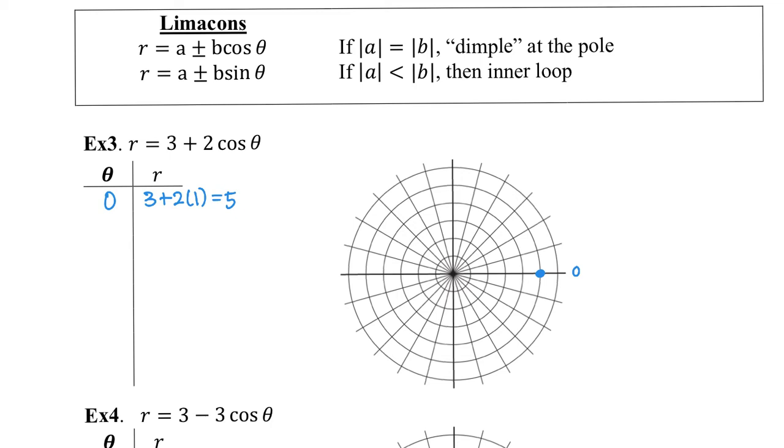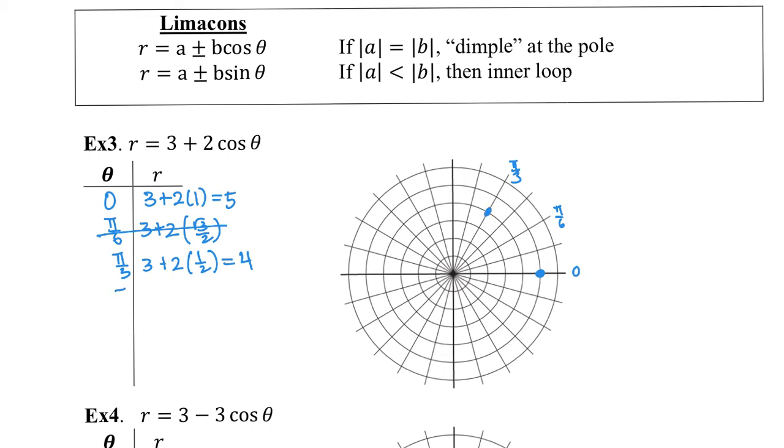Okay, now let me think. Pi over 6: 3 plus 2 times the cosine of pi over 6, which is root 3 over 2. There's nothing wrong with this point, but I just don't want to use it because it's inconvenient. Let me skip to pi over 3 now, and again, I only skip pi over 6 because it's not going to have a nice answer. The cosine of pi over 3 is 1/2, so 3 plus 1 is 4.